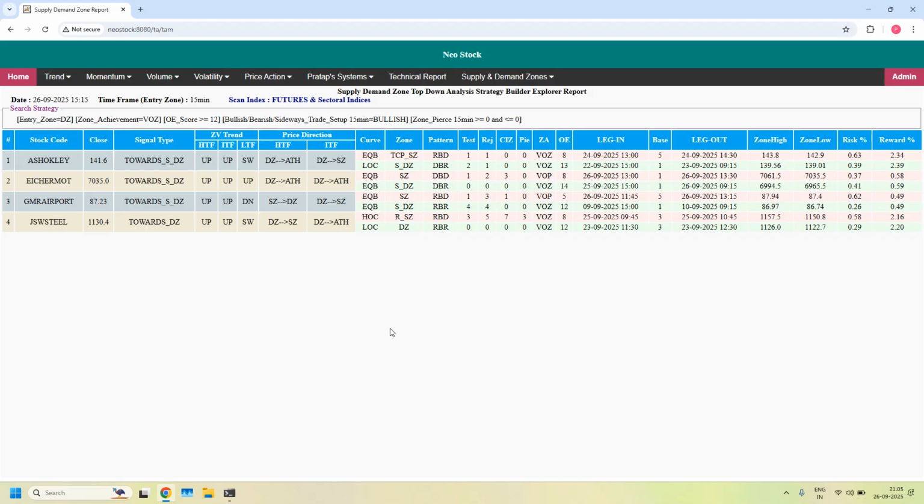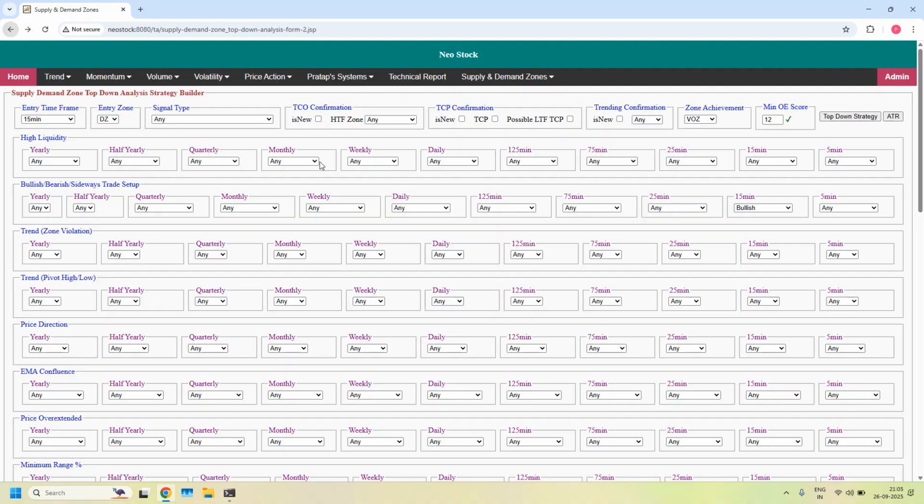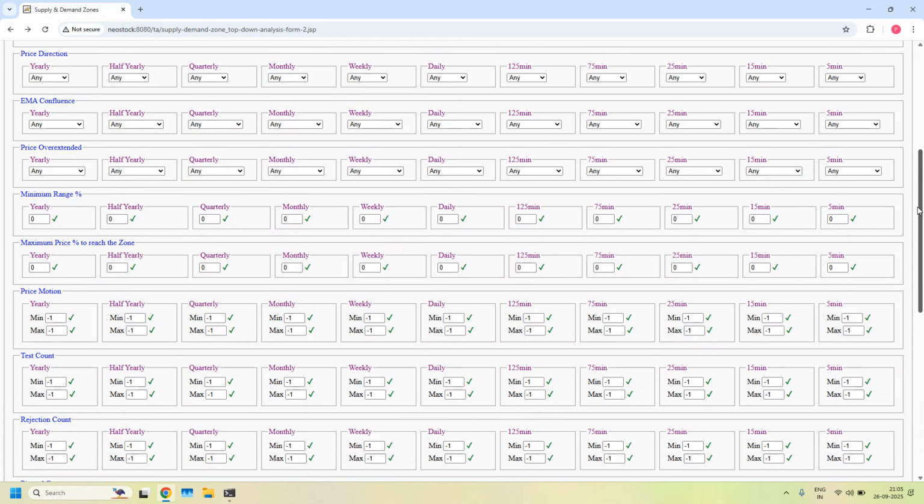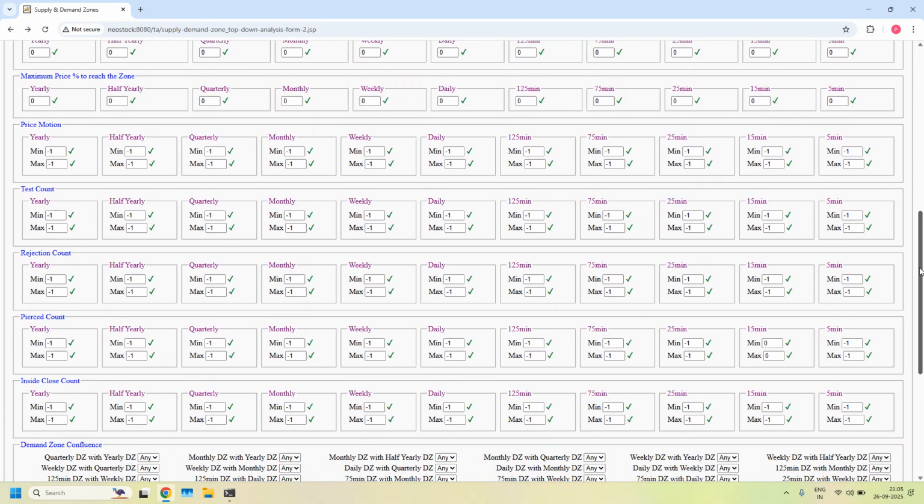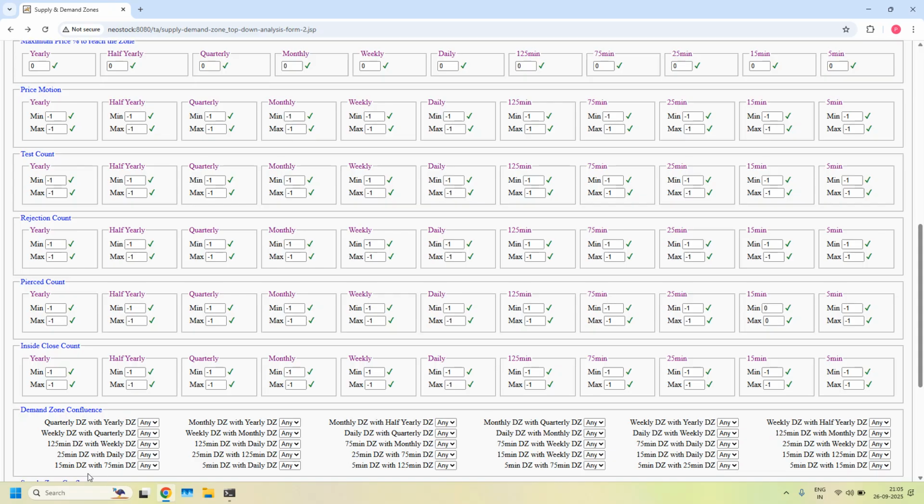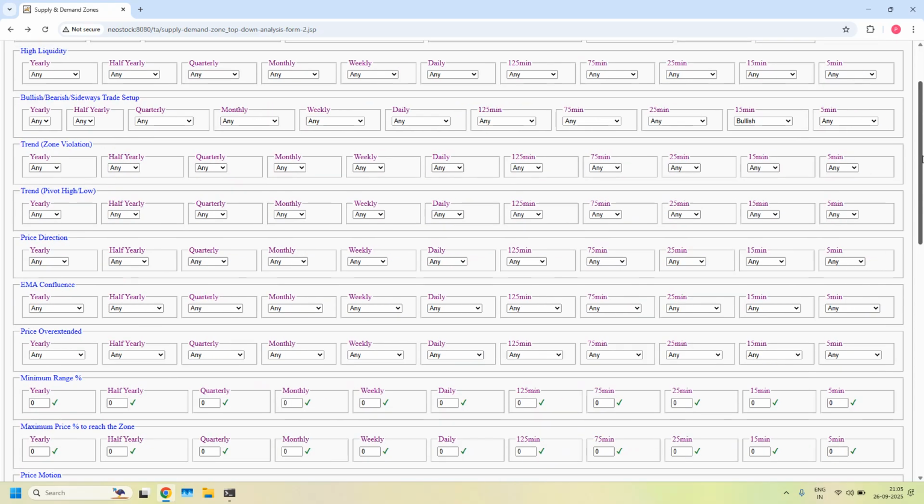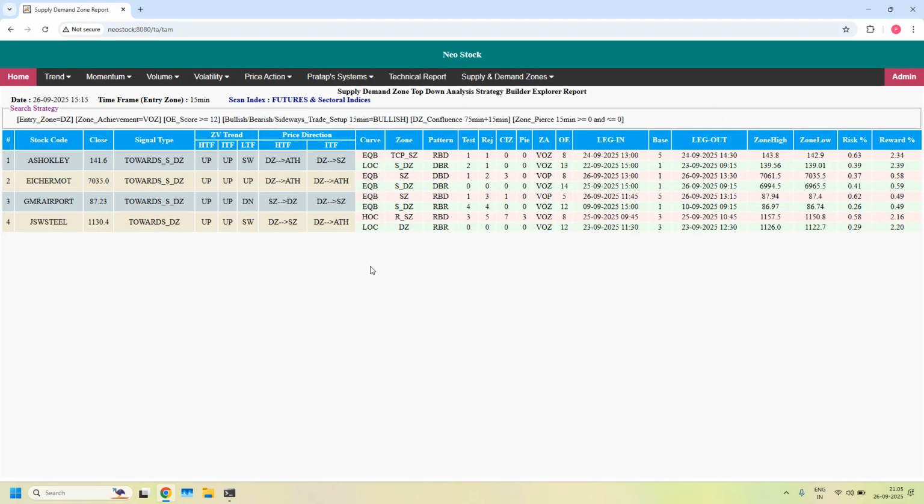Okay, out of these 4, how many zones have a high probability of success? That we will filter based on different zone confluence and EMA confluence strategies that we learned in lesson 27. The first filter is LTF and ITF demand zone confluence. I enabled this, and all 4 are filtered, that is 15 minutes and 75 minutes demand zone confluence. Also, the ITF trend is uptrend in all the 4 stocks.